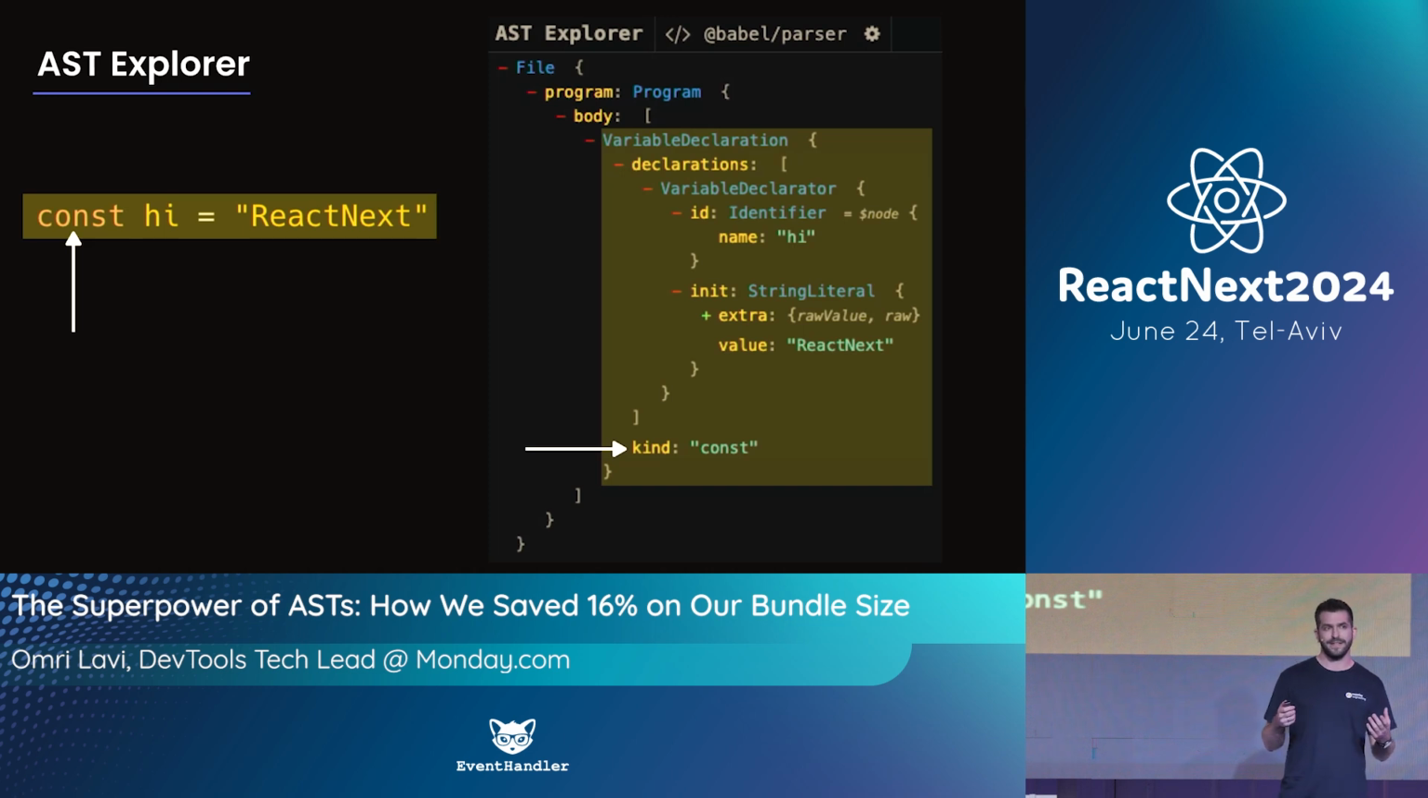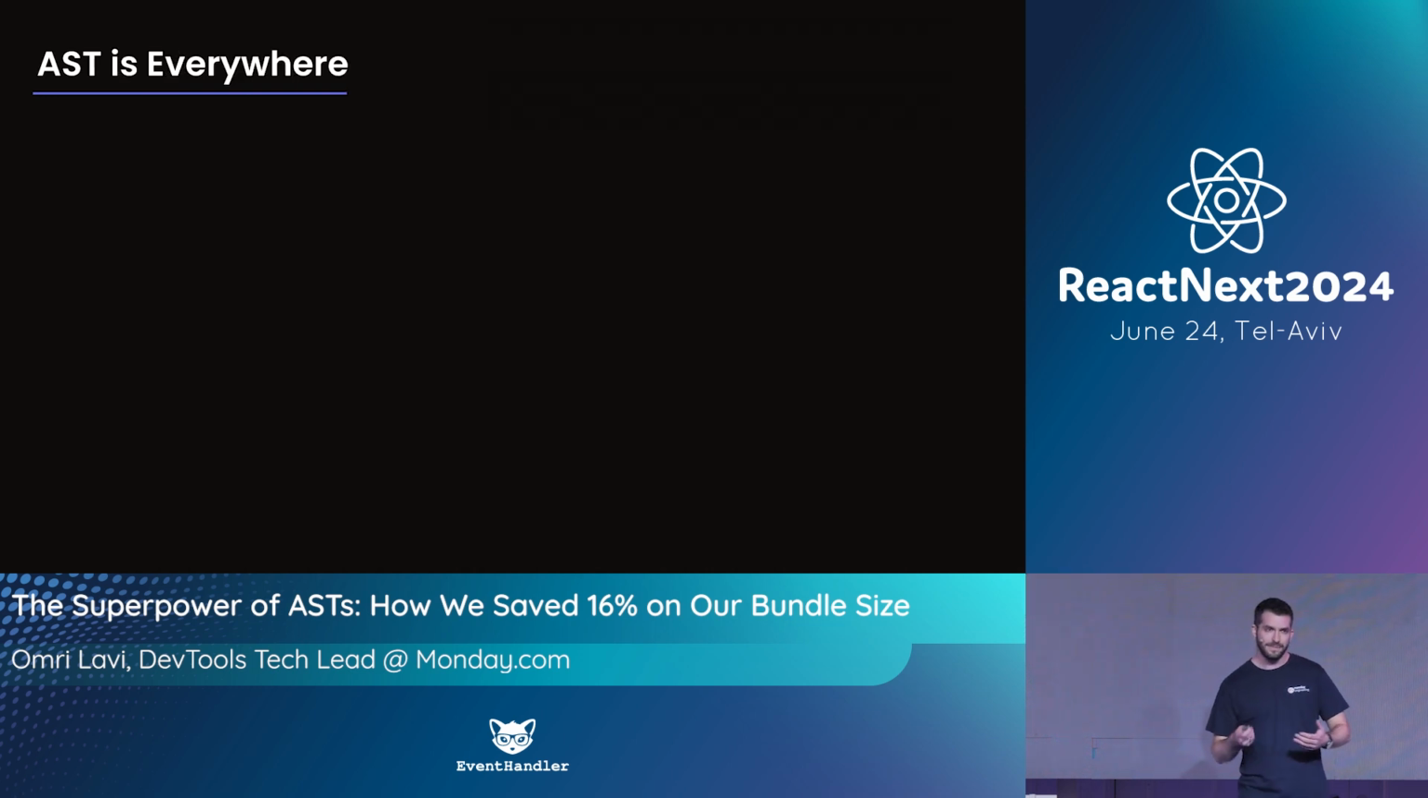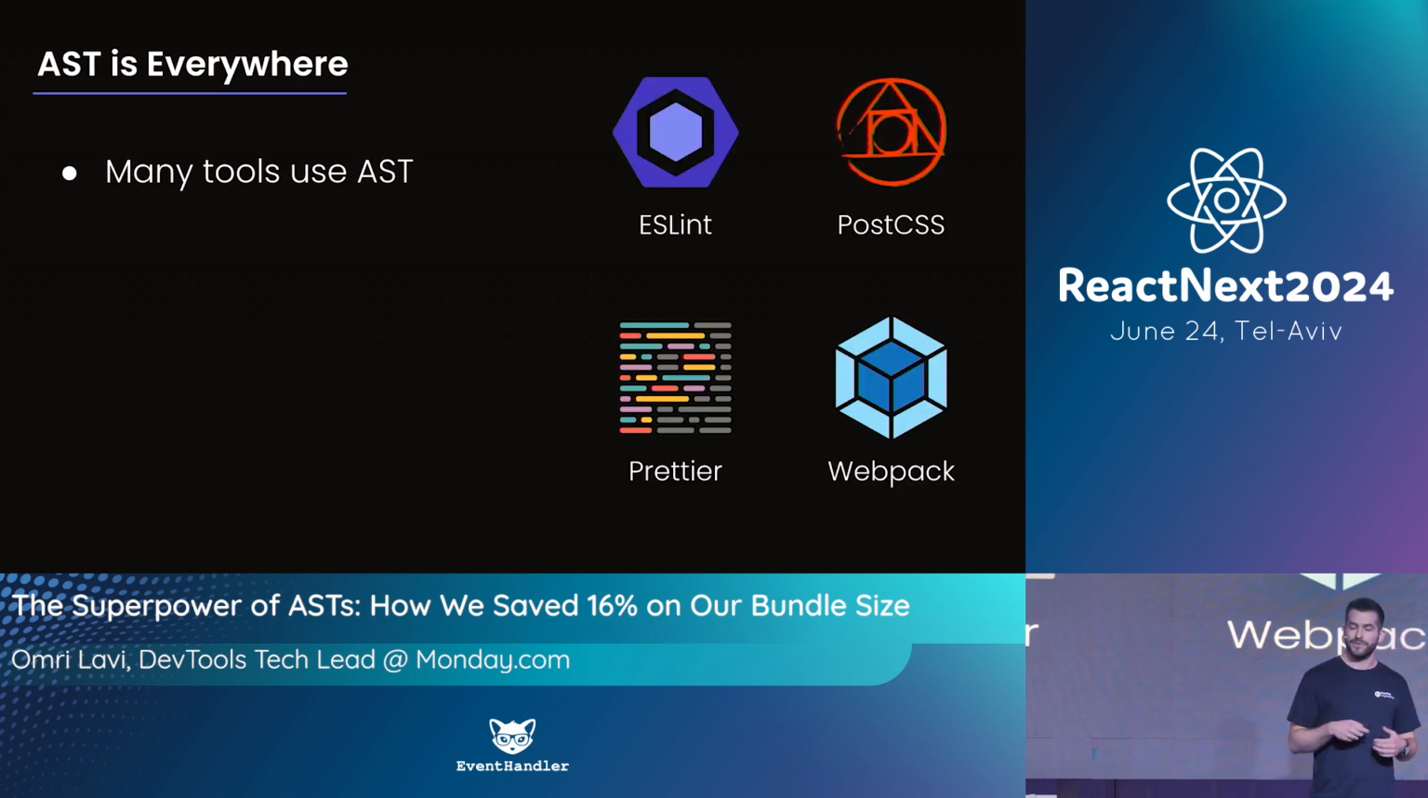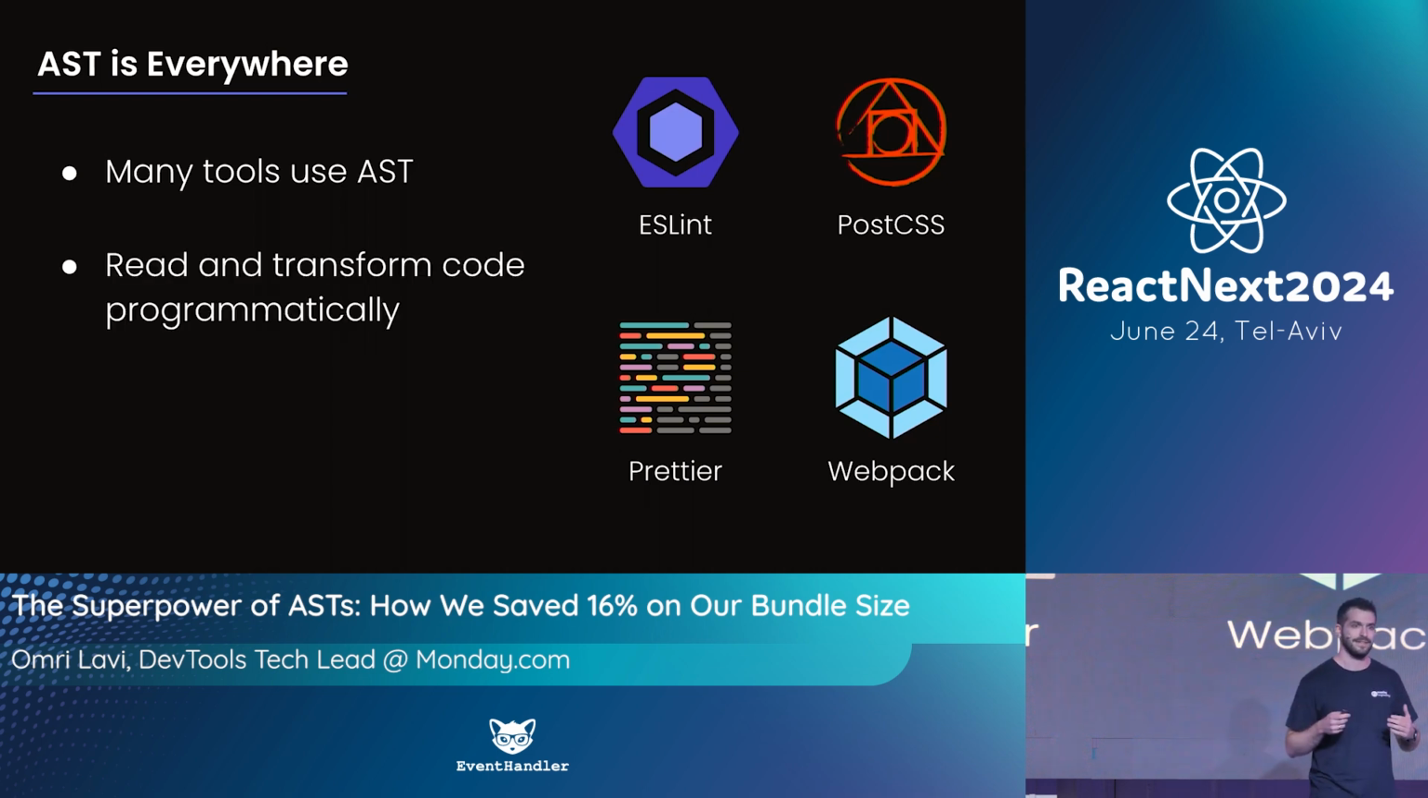So now we understand what AST is, and we know how to investigate it using AST Explorer. And it's important to understand that AST is really everywhere. There are many, many tools that use AST. If you can think of ESLint or PostCSS, Prettier, Webpack, or really any bundler out there. And they all use AST to read and transform code programmatically.